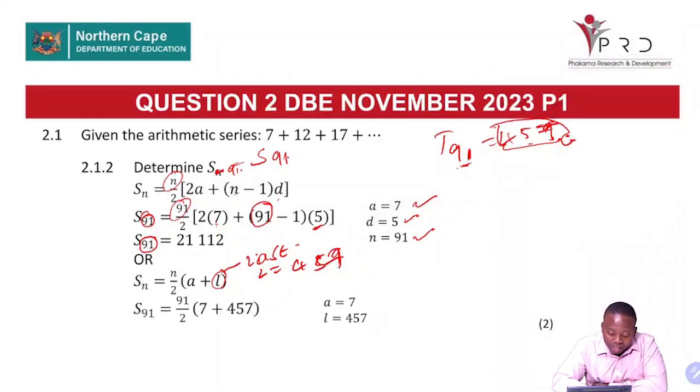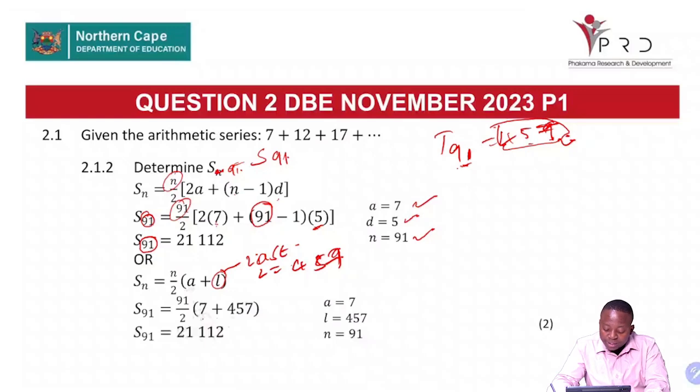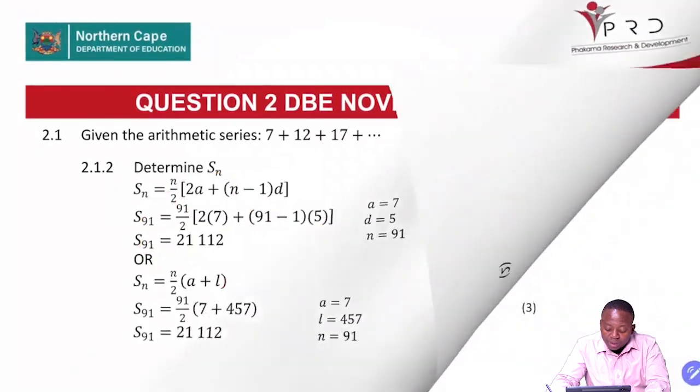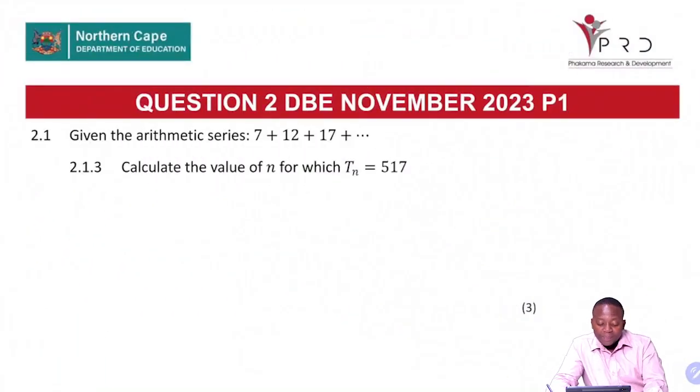Right. We now say S91. So 91 is still our n, over 2 times (a, which is 7, plus 457). Then we get the same answer, which is 21,112.